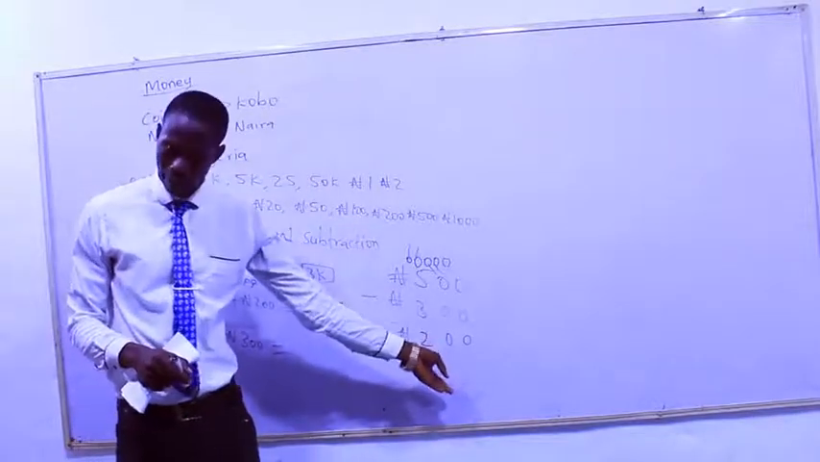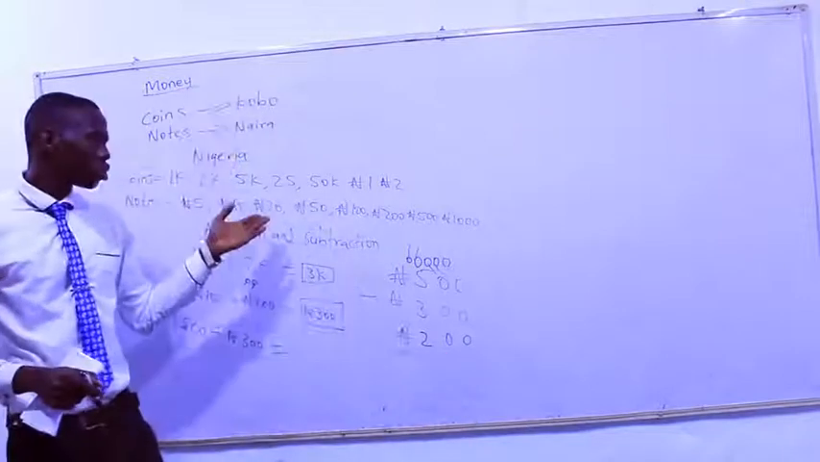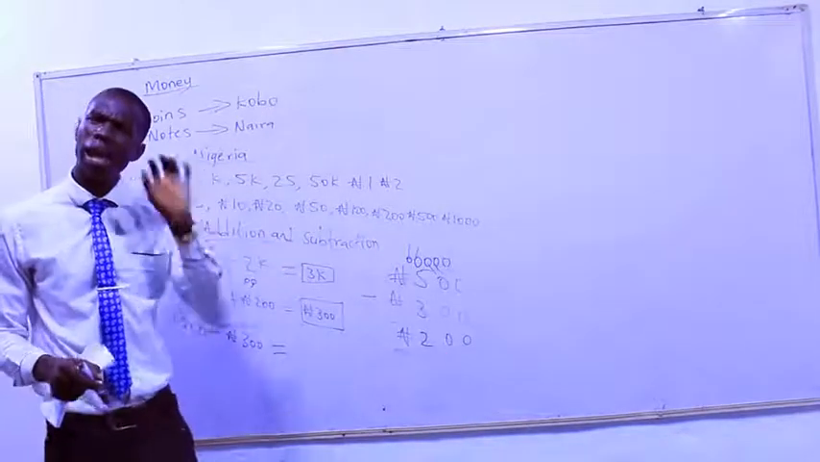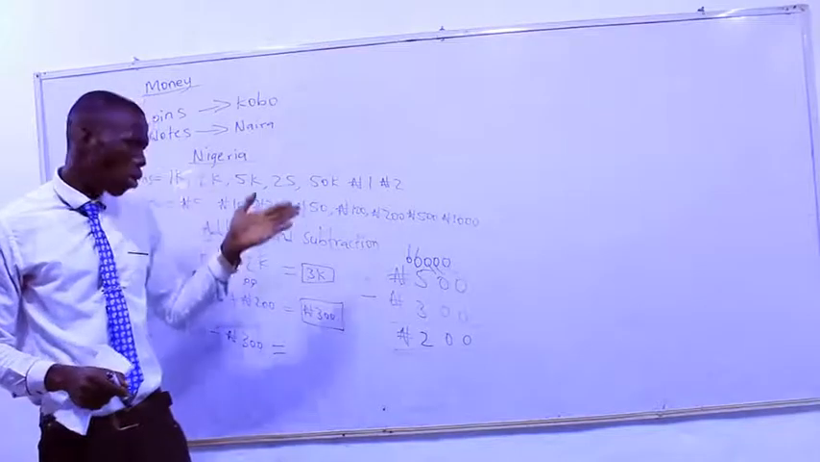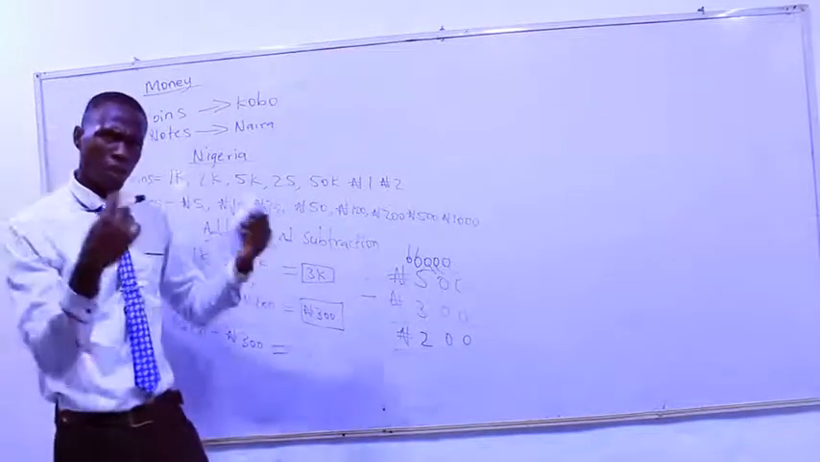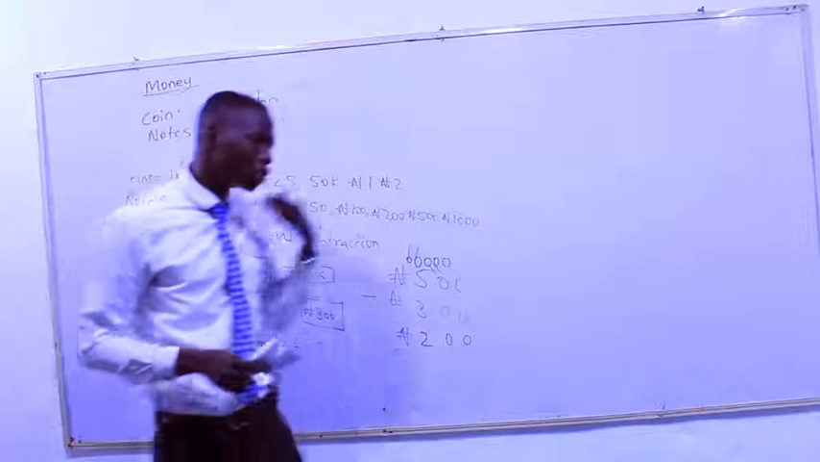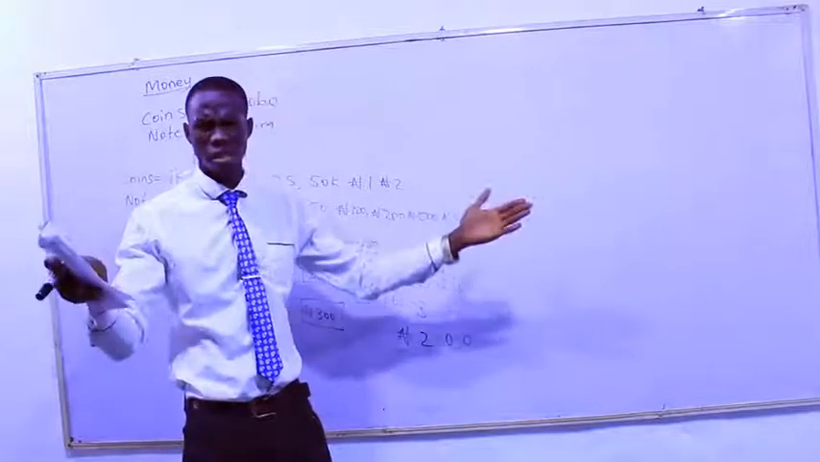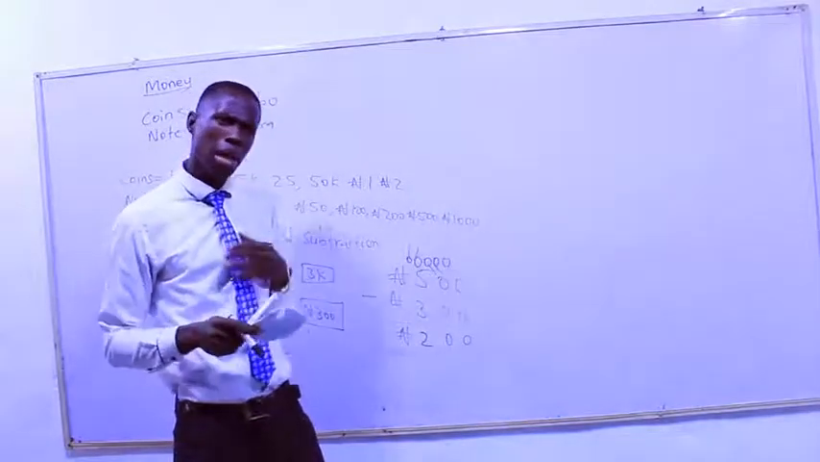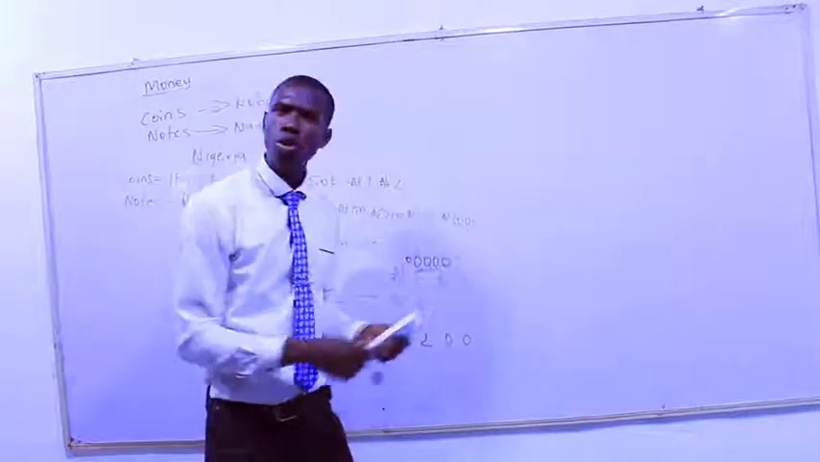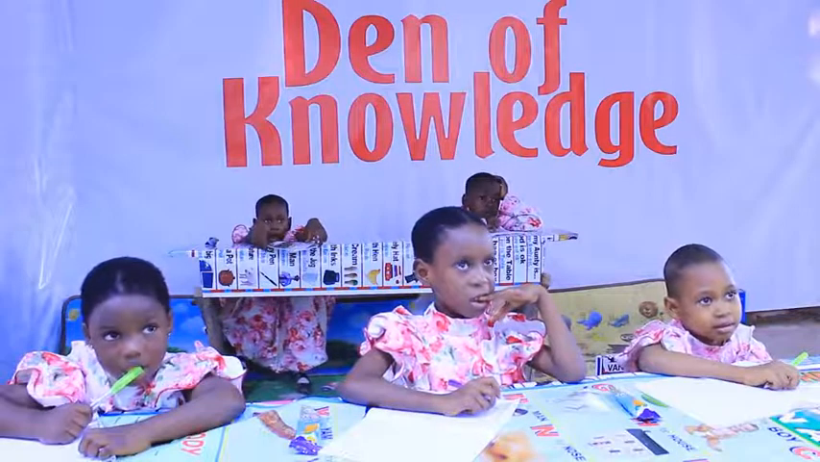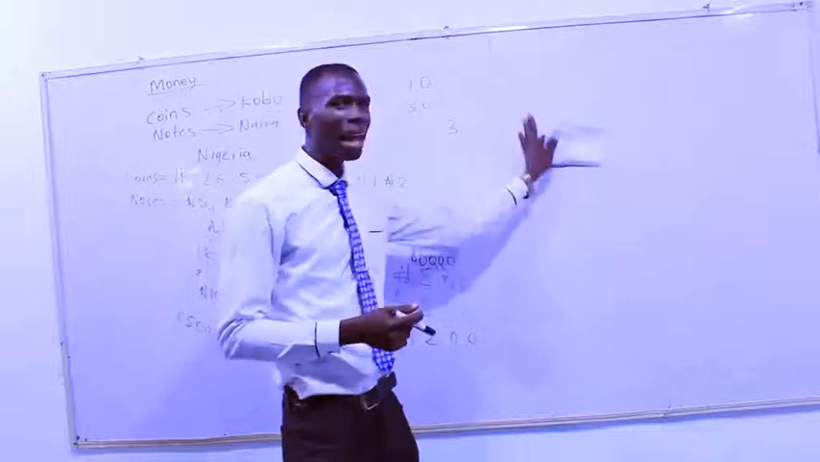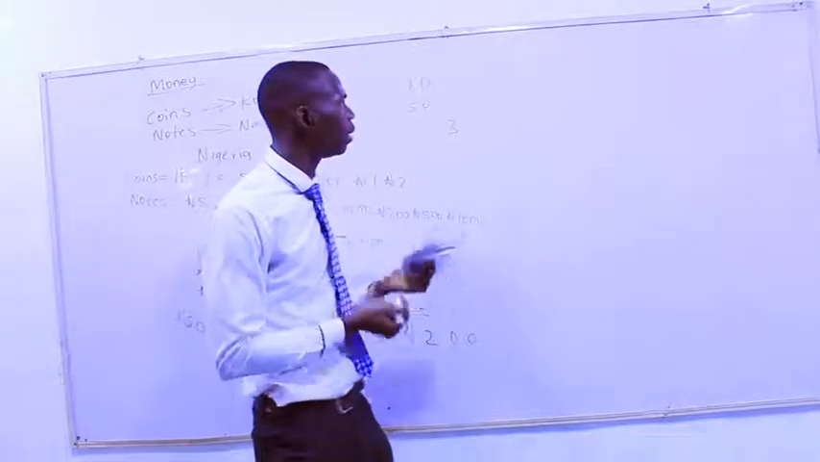200 naira. This is when subtraction is needed in mathematics or in transaction. Whenever you are buying something, if you buy something that is big and you pay a money that is bigger, you need balance.